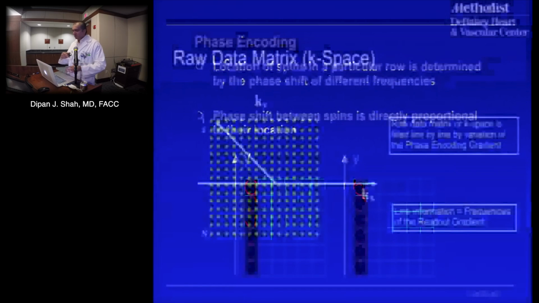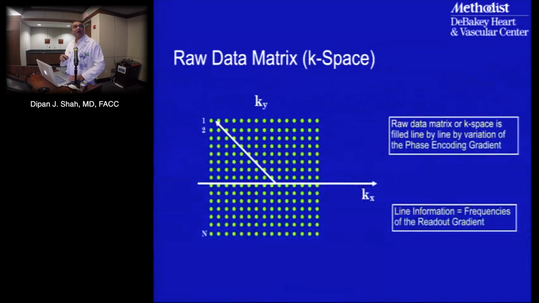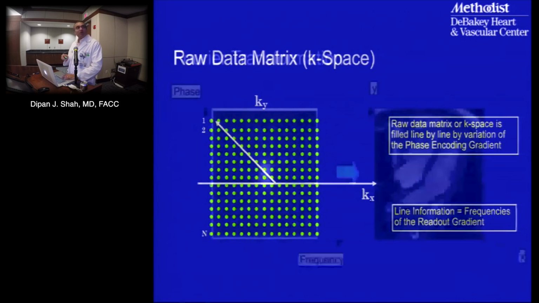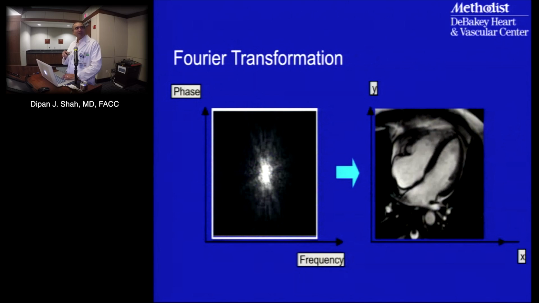And then when you take this information together and you plot it into what's called K-space, you're basically plotting the information about phase and frequency, and that's the raw data that you acquire in MRI. So it's not an actual image, it's raw data about phase and frequency information. Here's an example of a plot of K-space. You then apply a thing called a Fourier transformation to actually generate an image itself.